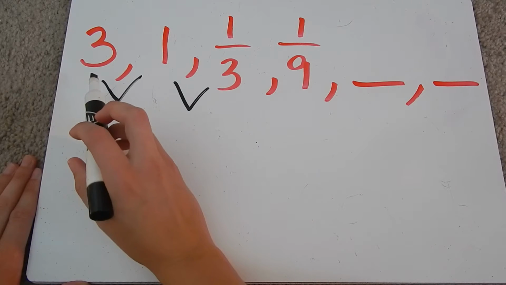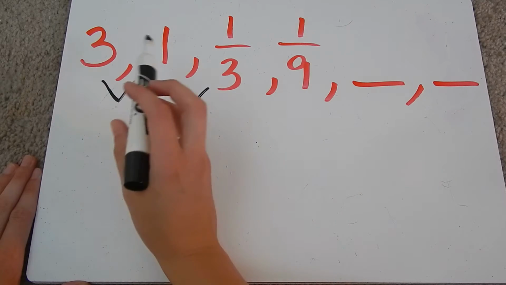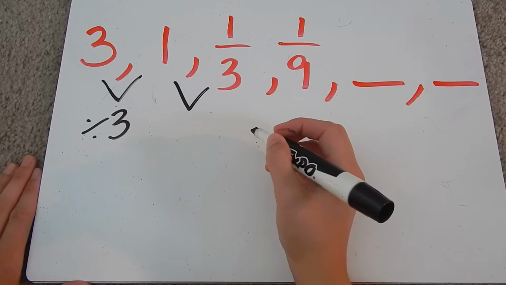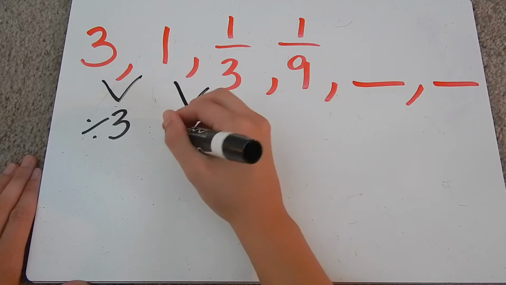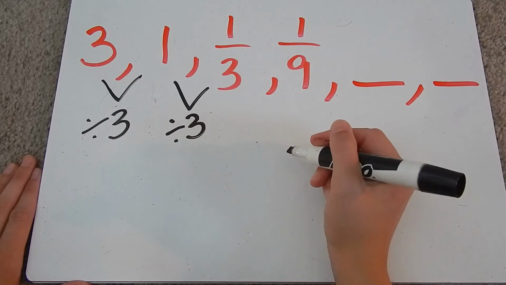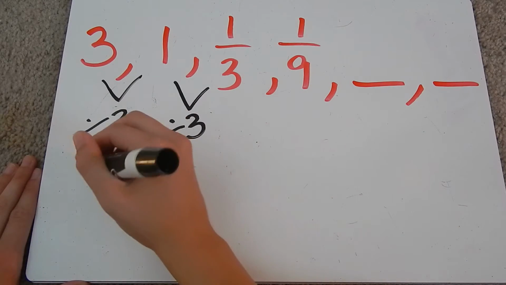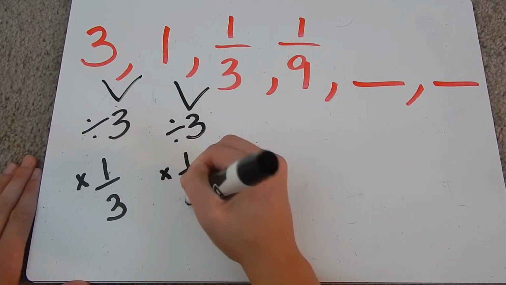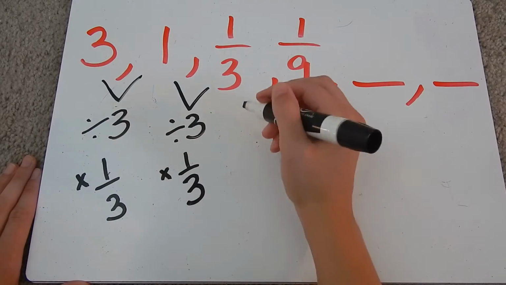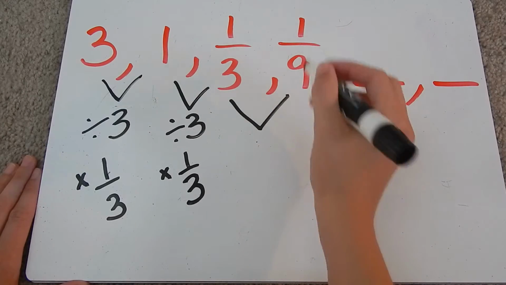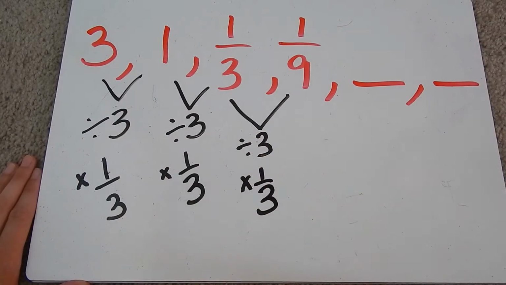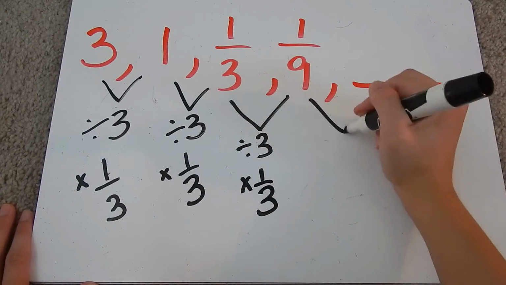To multiply or divide, to get from 3 to 1, I can divide by 3. To get from 1 to 1/3, I can divide by 3. Remember, dividing by 3 actually is the same thing as multiplying by 1/3. So there's two different ways you can look at it. So to get from 1/3 to 1/9, I divide by 3 or multiply by 1/3. This is obviously the pattern, so I keep going.